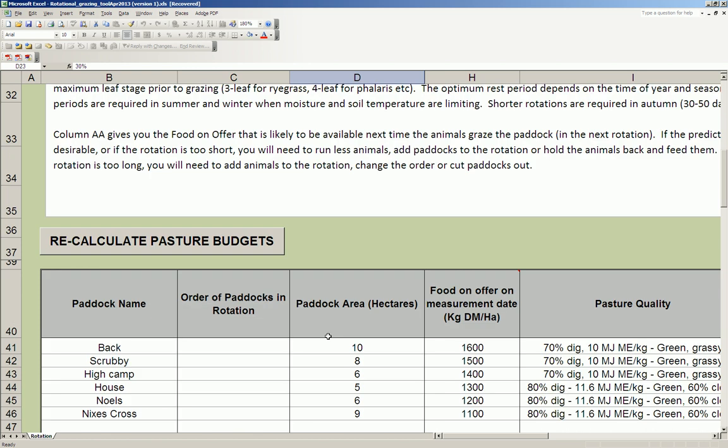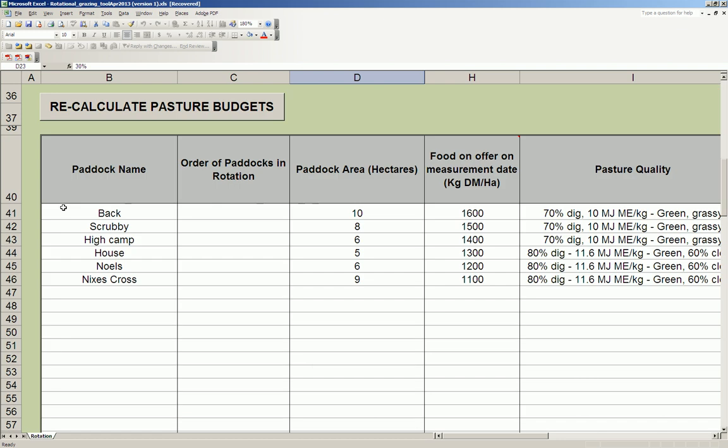Okay, so in here we've got our area where we put the information about our paddocks. Now I've named the paddocks already. We've got the order of the paddocks in the rotation, so I'm just going to say that I'm going to run back paddock first, scrubby second, high camps 5th, houses 4th, knolls is 3rd, and Nix's cross is 6th. Okay, now up here to put these paddocks in order, I just have to say recalculate pasture budgets. Alright, now it's put my paddocks in order for me.